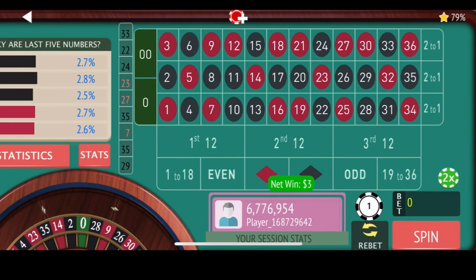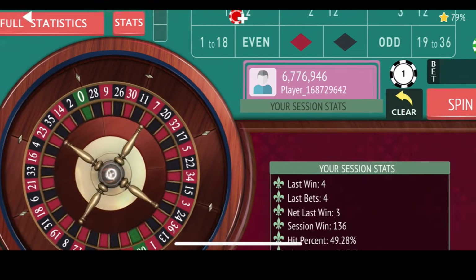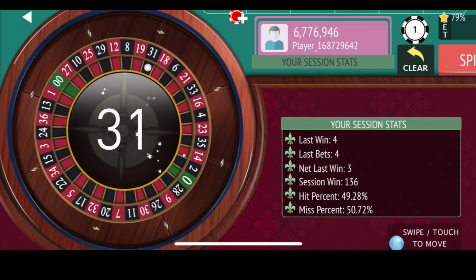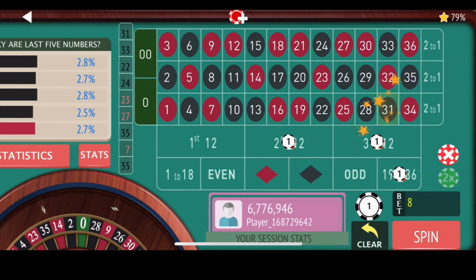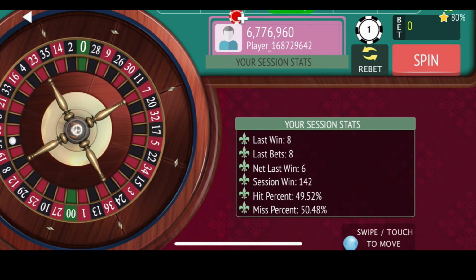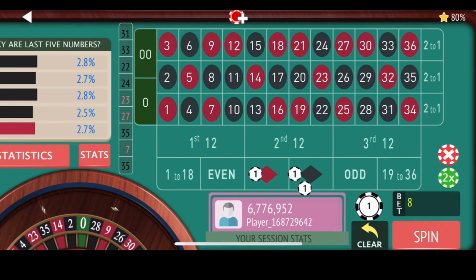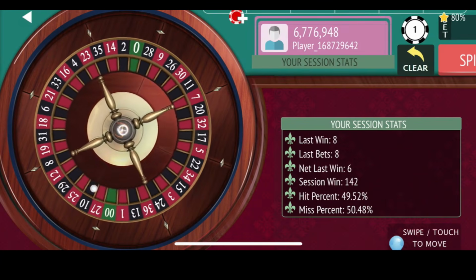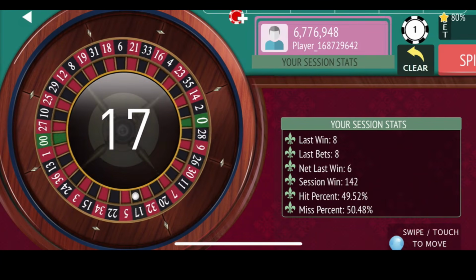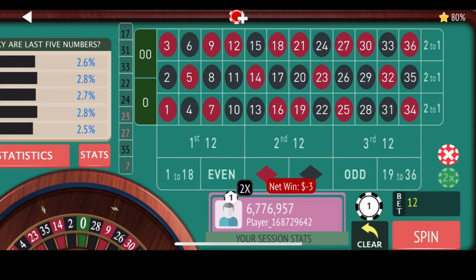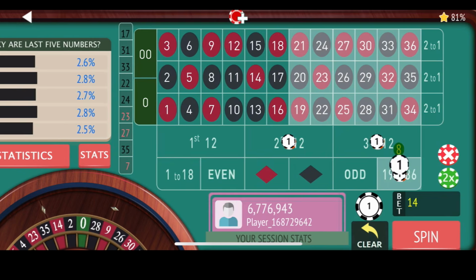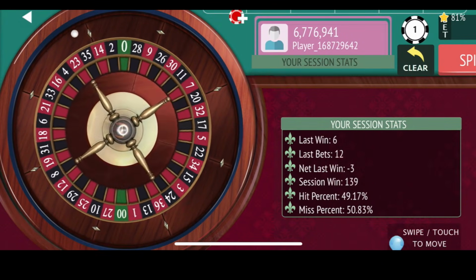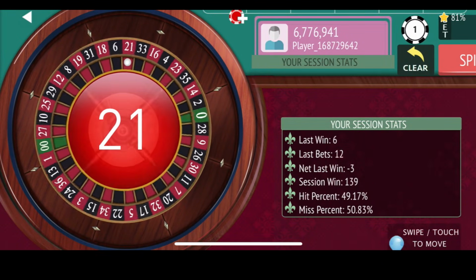All right, $3 coming back. Up a unit. Nice winning streak right here. We are at 142. We're going to repeat the bet, up another unit. And that is a partial miss. We're still going to level up. And we get 21 red.